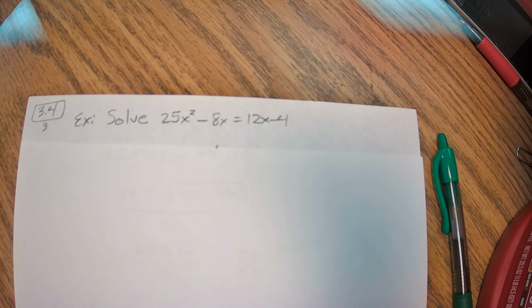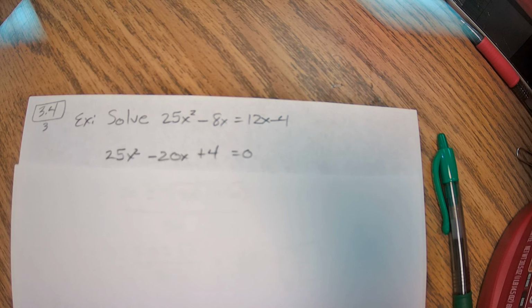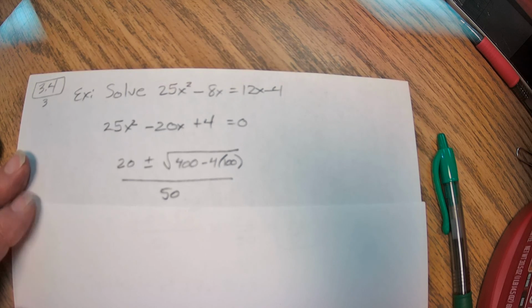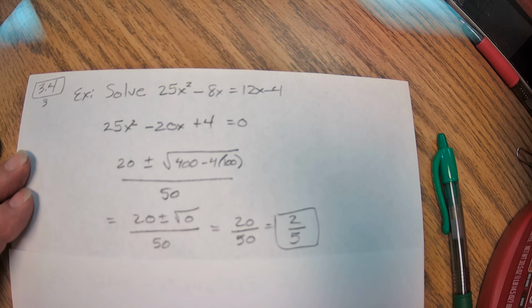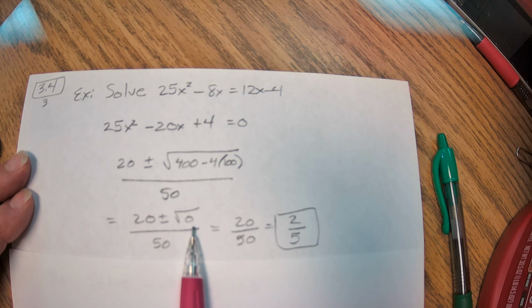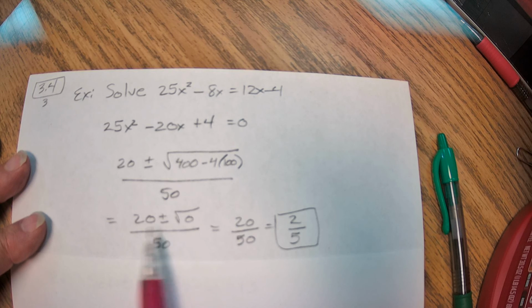Okay, here's our next example. 25x squared minus 8x equals 12x minus 4. Again, we need to get this in standard form. So I'm putting everything on the left-hand side, which gives us 25x squared minus 20x plus 4 equals 0. Plug everything in to the quadratic formula. Notice that the discriminant ends up being 0, which means our parabola sits on the x-axis. So the answer is x equals 2/5.